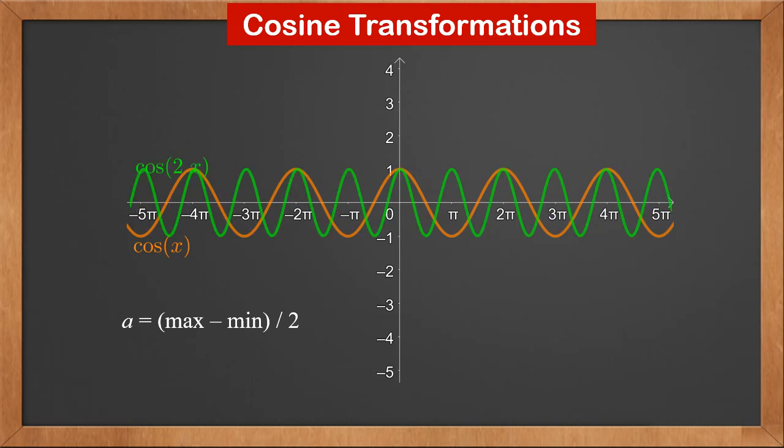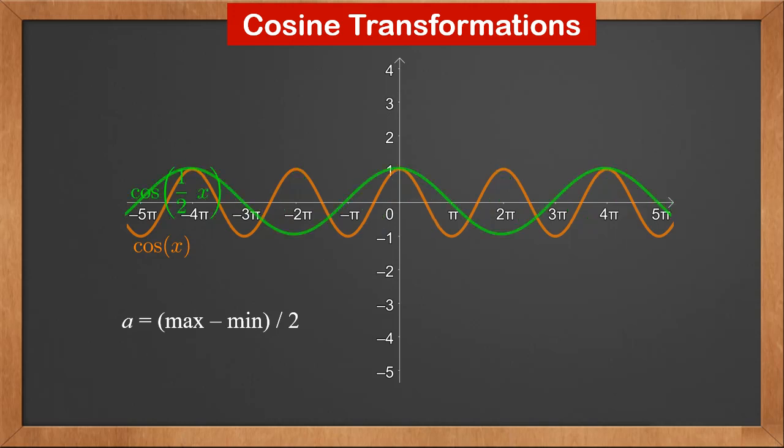This is cosine 2x. It's stretched in the x-axis with factor half. The period becomes pi. This is cosine half x. It's stretched in the x-axis with factor 2. The period becomes 4 pi. So the period is 2 pi over b. And b is 2 pi over period.